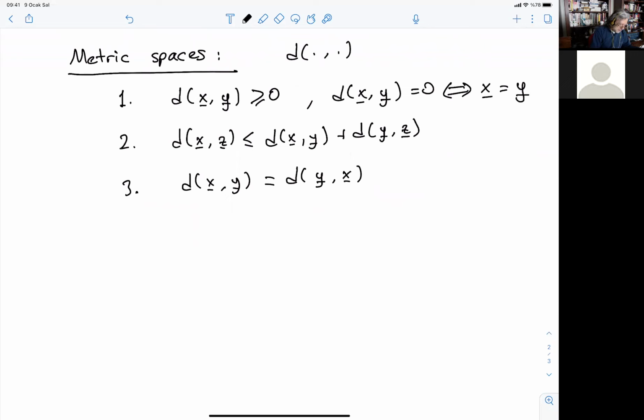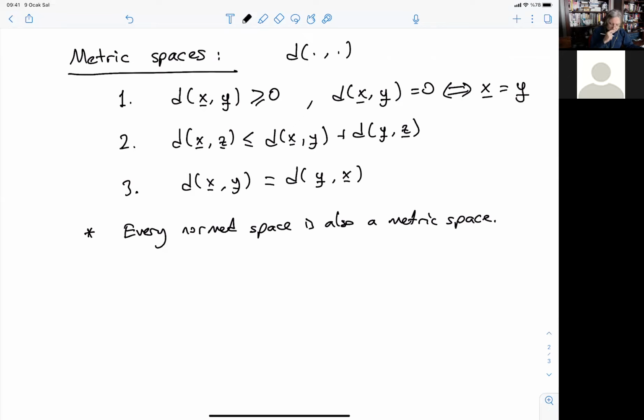Now, the thing which can be shown, or maybe I can ask it as an examination question for the final take-home exam: every normed space is also a metric space. So normed spaces are a subset of metric spaces.